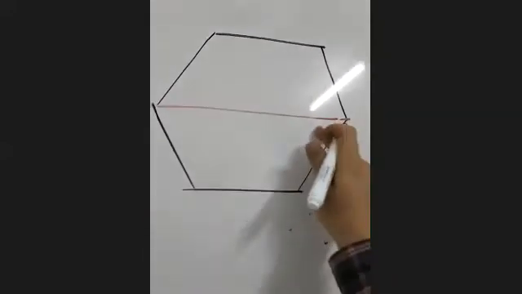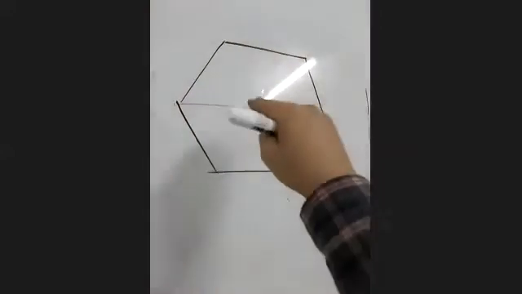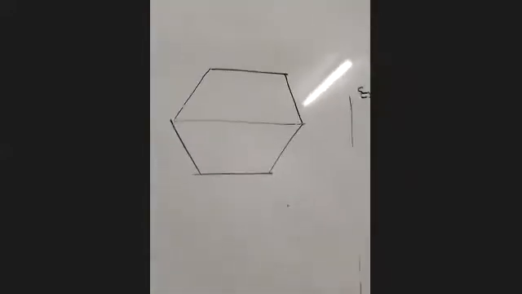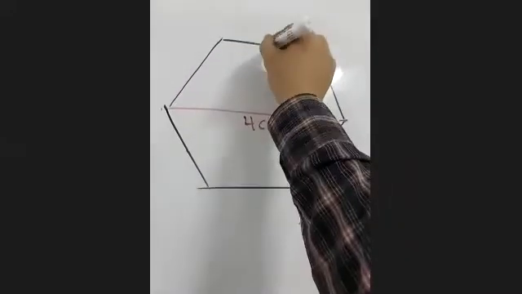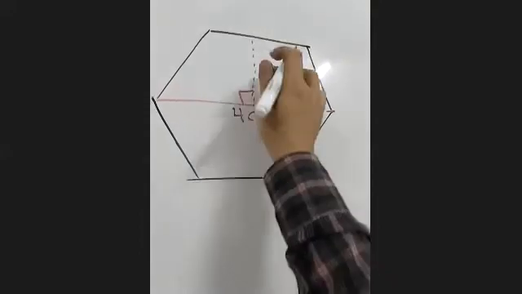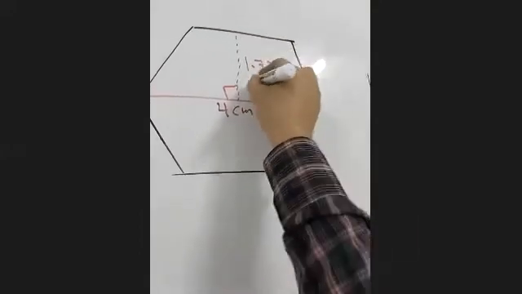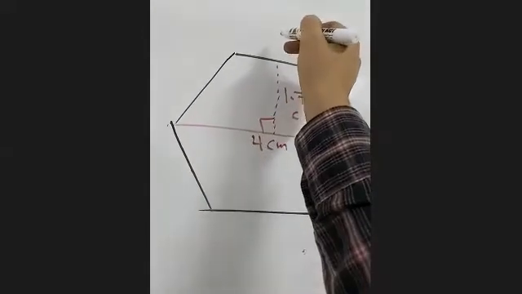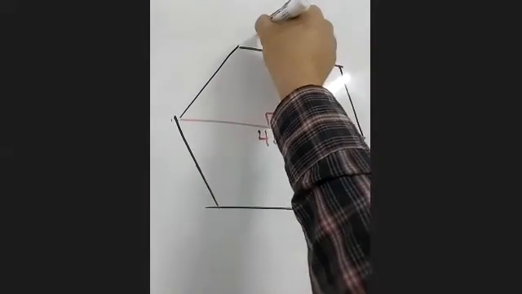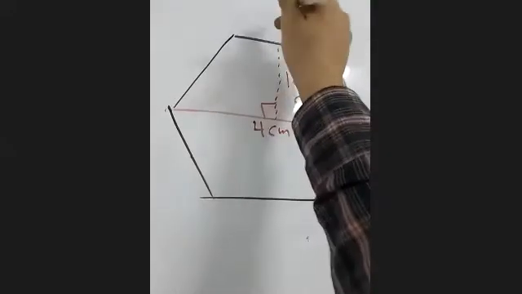They make this line. In this line, they put how much? 4 centimeters. And this height, they put 1.73 centimeters. And the side length is how much? Yes, it's 2 centimeters.